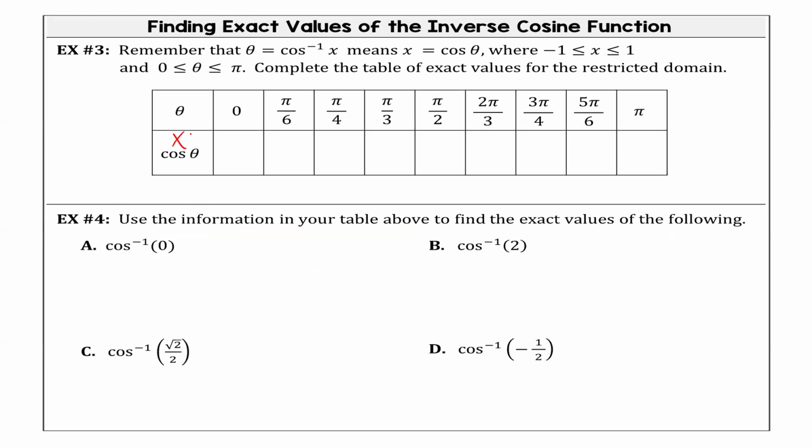Okay, so the cosine of 0 is 1. Cosine of pi over 6? Cosine of pi over 4? Cosine of pi over 3? Cosine of pi over 2? Cosine of 2 pi over 3? Cosine of 3 pi over 4? Cosine of 5 pi over 6? And then the cosine of pi is -1. So these are our quadrant 1 values, and these are our quadrant 2.